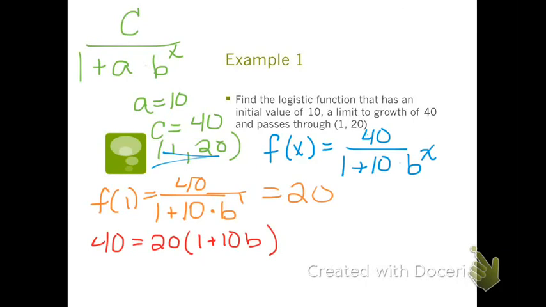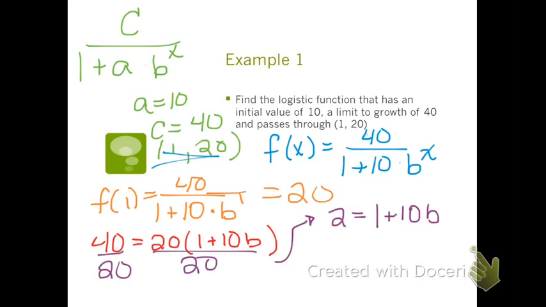Okay, so multiplying both sides to get rid of the fraction, I get 40 equals 20 times 1 plus 10b. So then isolating what we have in the parentheses, we get 2 equals 1 plus 10b. Then trying to get b by itself, we're going to get 1 equals 10b. And so we're going to get 0.1 equals b. And so then we would be able to plug that back in here, and we would get our complete logistic function for the situation.